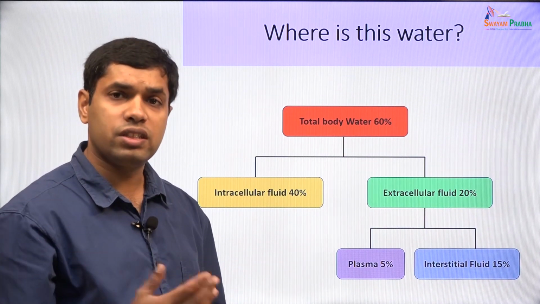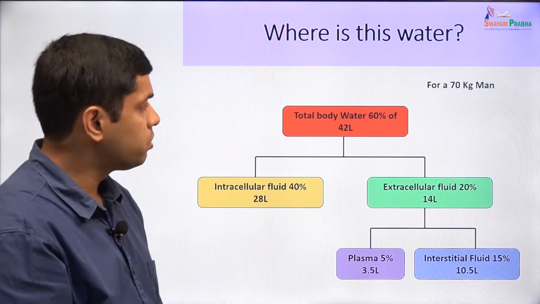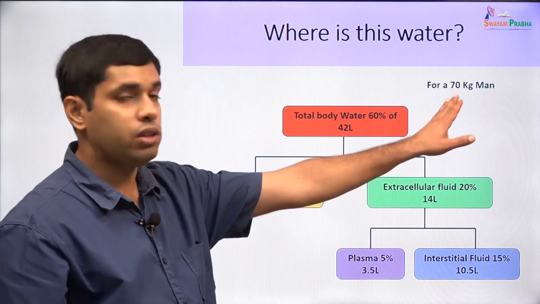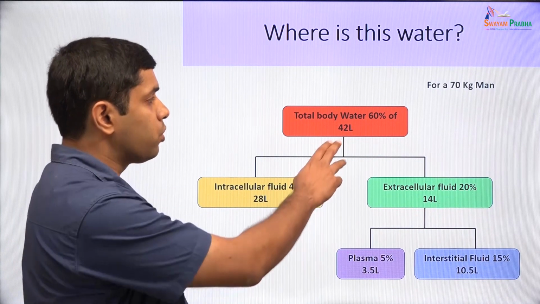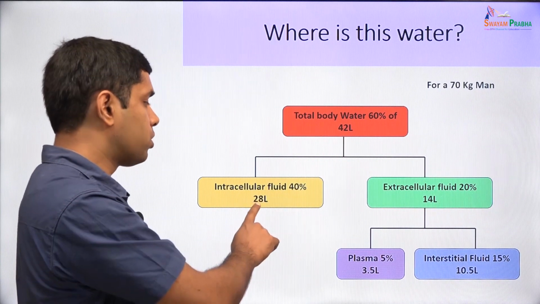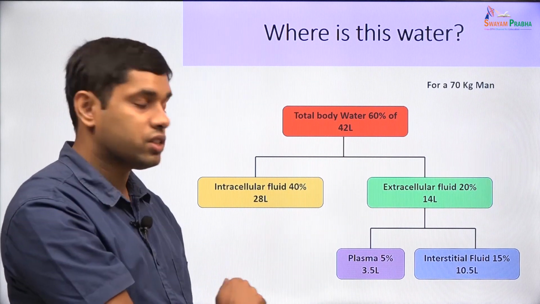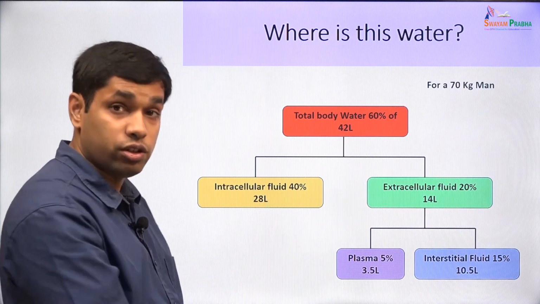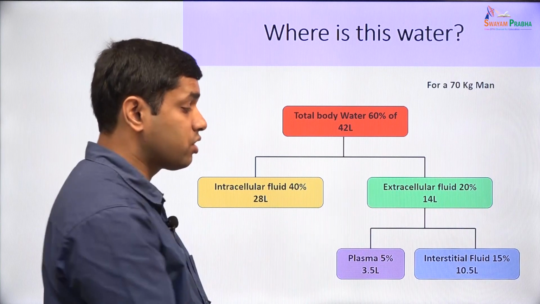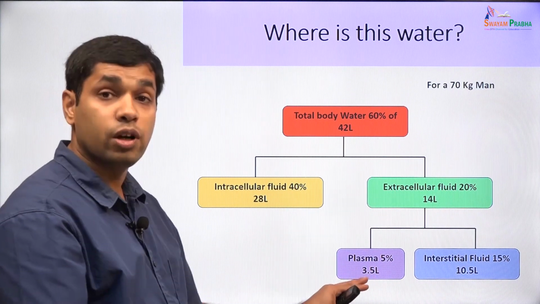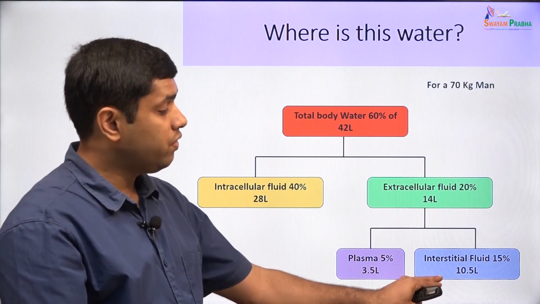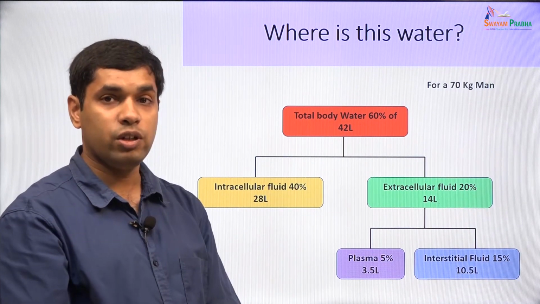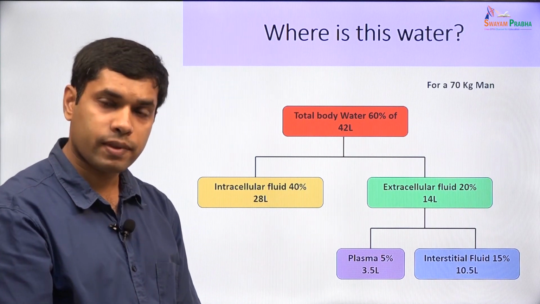Let's look at how this translates into absolute numbers. If you have a 70 kilo adult man, 42 liters would be the total body water. 28 liters will be in the intracellular fluid, and 14 liters in the extracellular fluid. Plasma will contain about 3.5 liters and the interstitial fluid will contain about 10.5 liters.